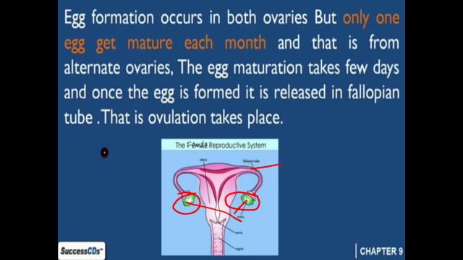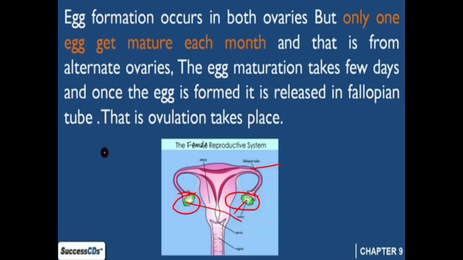So this is what we have to study in the female reproductive system. Here we ended with ovulation. This was just a brief idea which I gave about ovulation. In the next class we will go into detail about ovulation, where we are going to study the fertilization process in detail. So that's all for today.